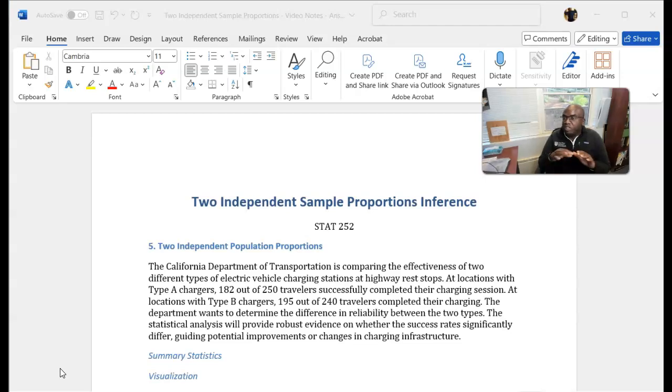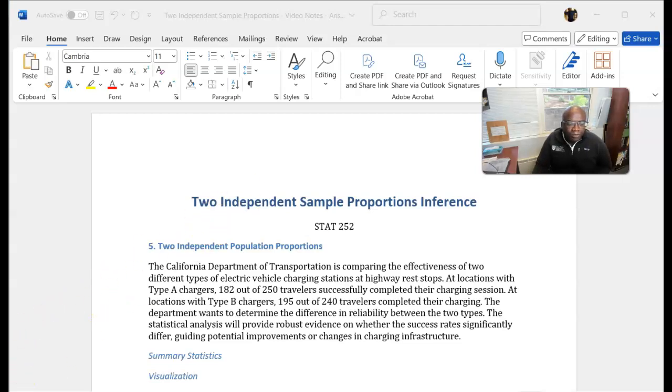So we're trying to see if there's a difference. So if there is no difference, then the difference between the two will be zero. And so that's important to know. The statistical analysis will provide robust evidence on whether the success rates significantly differ, guiding potential improvements or changes in charging infrastructure. So that's nice for us to know while we're doing what we're doing. So if type A works better, let's do type A. If type B works better, let's do type B.